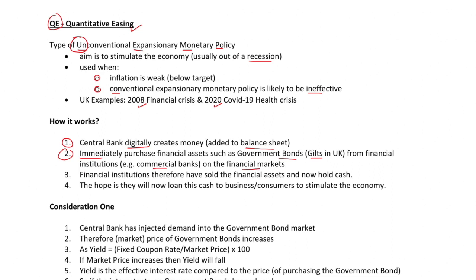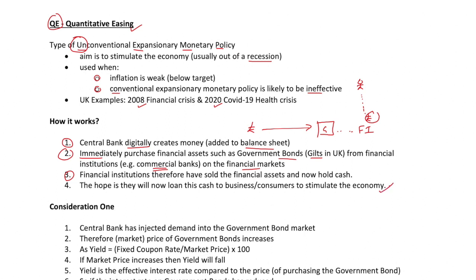So basically, they have created cash and they've bought these gilts from financial institutions. And of course, that means the financial institutions will now be holding this cash. As in step three, the hope is that the financial institutions such as commercial banks will now try to loan this cash out to a business or a consumer, and the idea is that if they do this, it will help to stimulate the economy. So that's how QE works in its simplest sense.